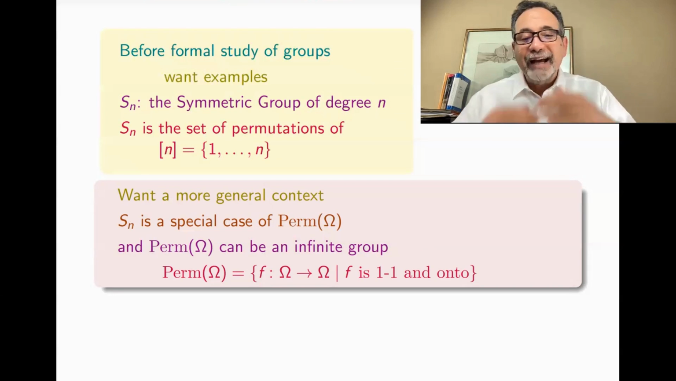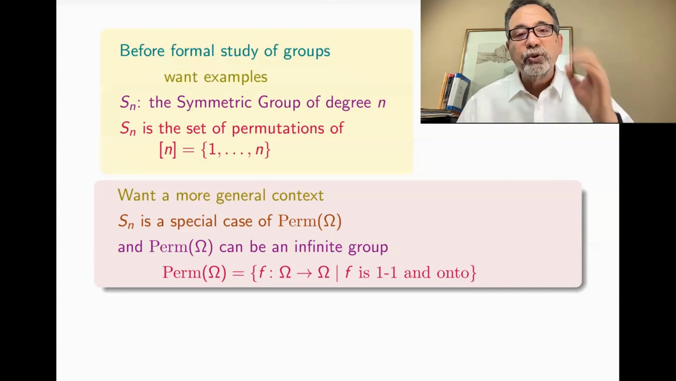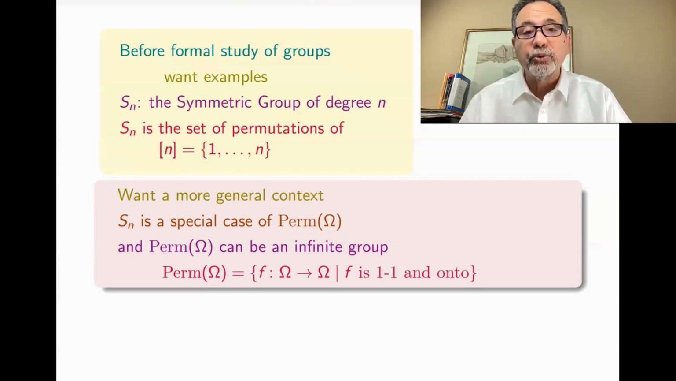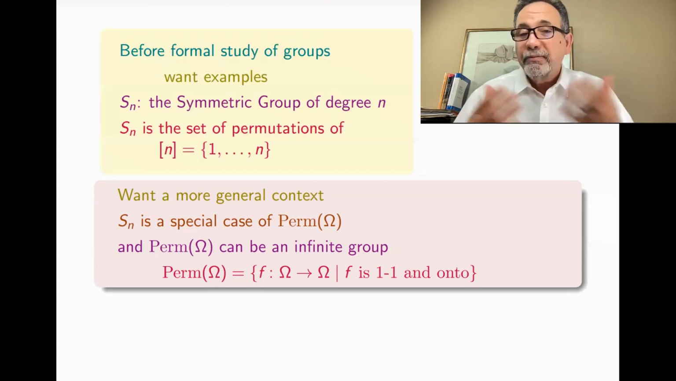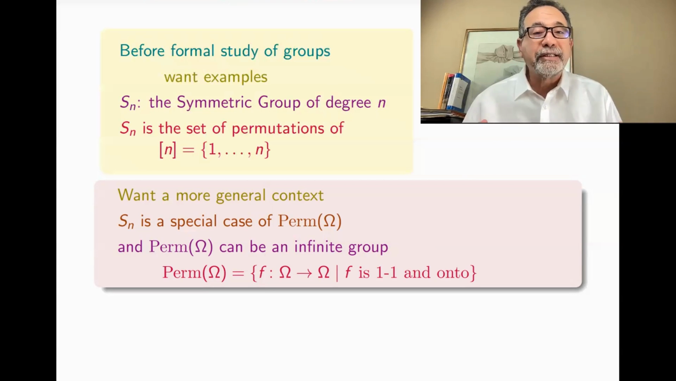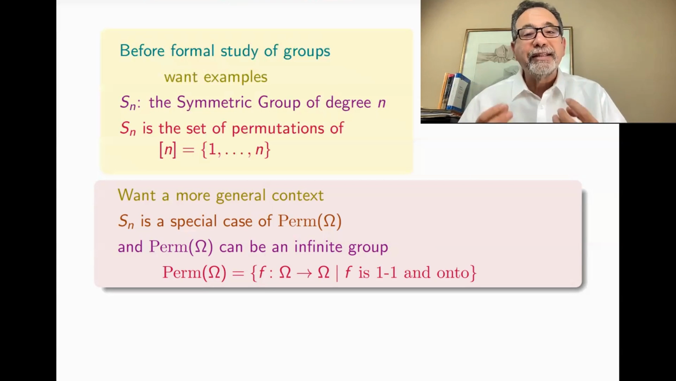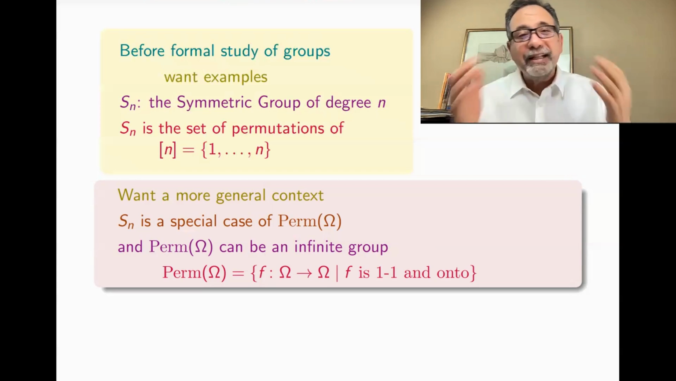You could not worry about Perm omega and go directly and just talk about the symmetric group. And for first-time readers, that's what you should probably do. But it's helpful to think about this more general context of one-to-one onto functions. If you're basically familiar with one-to-one onto functions, then all is going to be fine.